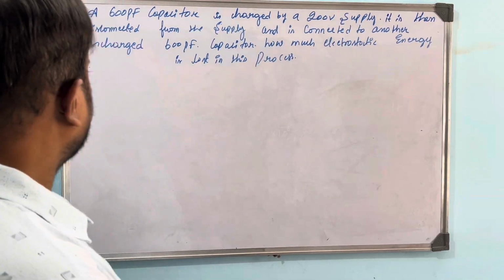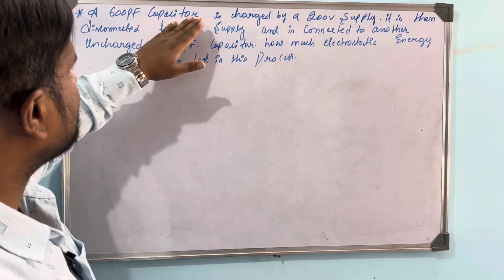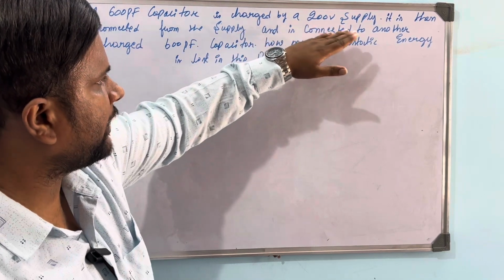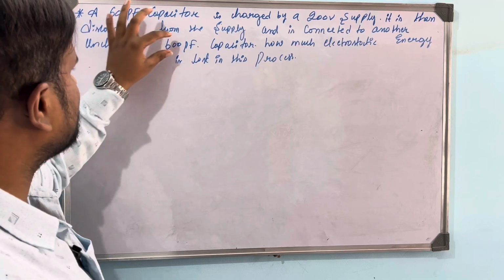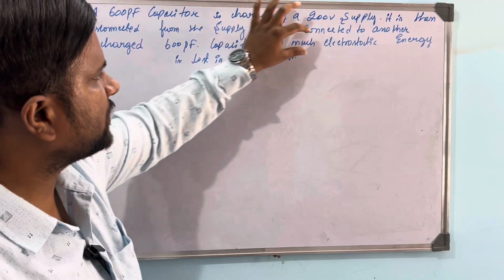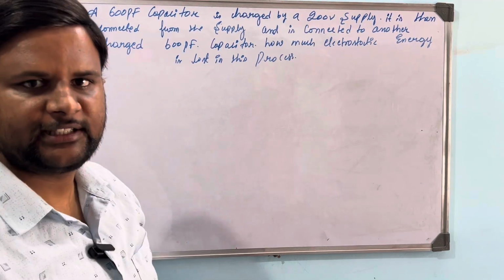So now, the next numerical. A 600 picofarad capacitor is charged by a 200 volt supply. It is then disconnected from the supply and connected to another uncharged 600 picofarad capacitor. How much electrostatic energy is lost in this process?